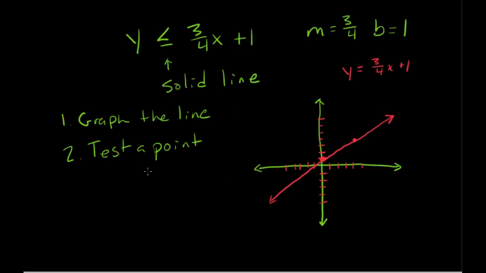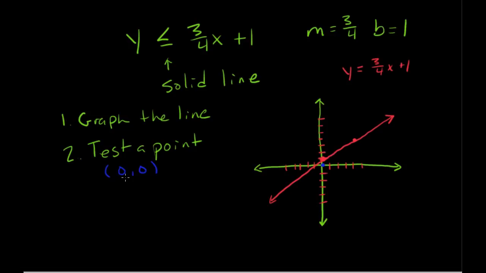The next thing we need to do is test a point. That means we choose a point somewhere on this coordinate plane, plug the x and y values into our inequality, and see if we get a statement that's true or false. The easiest point to test is probably 0, 0. You can pick any point you want, but it has to be a point that is not on the line. 0, 0 is not on this line, so we can use it.